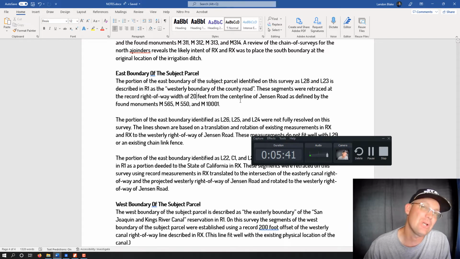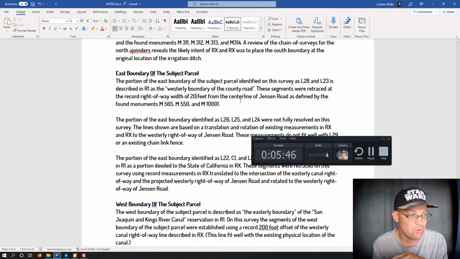I don't love that, but on a lot of these older county roads, that's what you get. There's not actually a road deed.